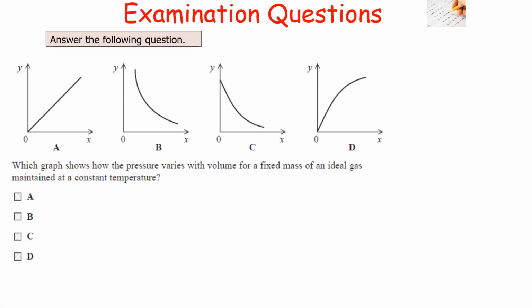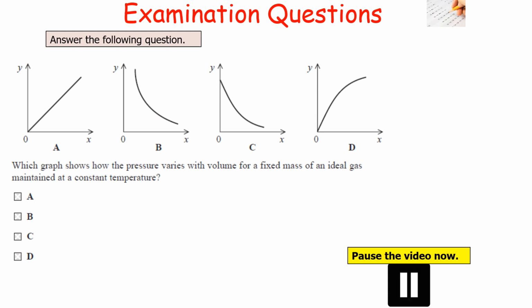The next question says, which graph shows how the pressure varies with volume for a fixed mass of an ideal gas maintained at a constant temperature? So pause the video now, then unpause the video when you want to go through your answer.